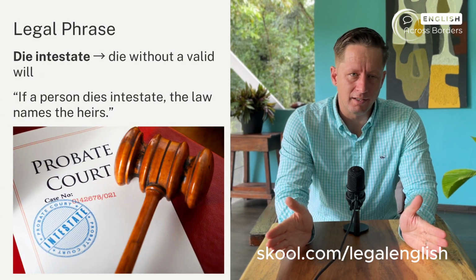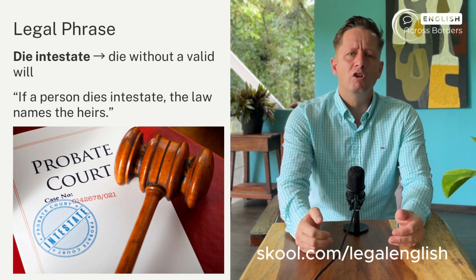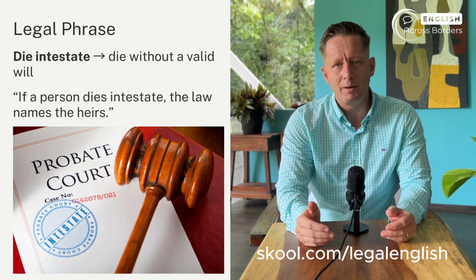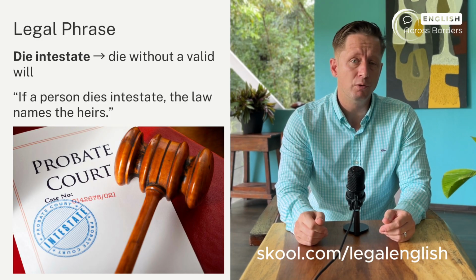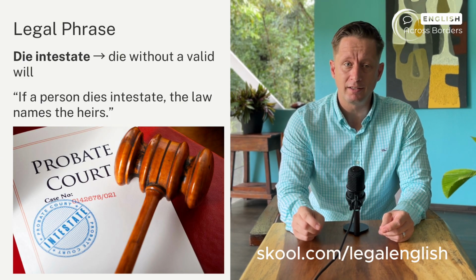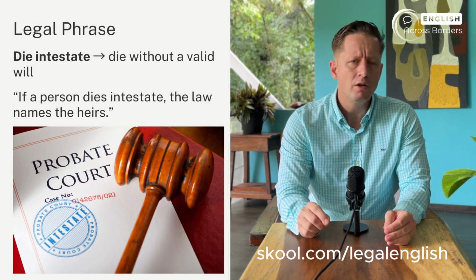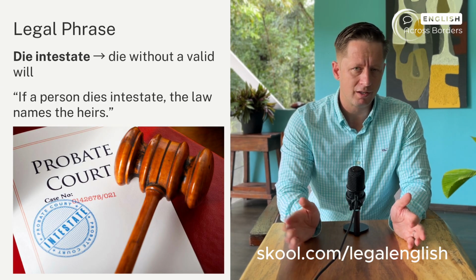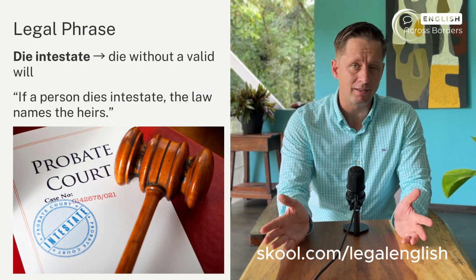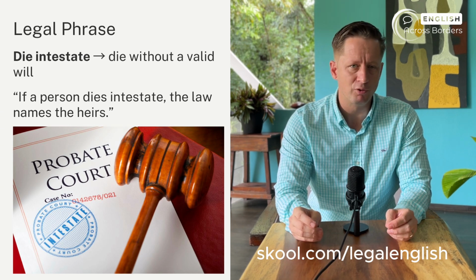To die intestate means to die without a valid will. In that situation, the law decides who inherits, not the deceased. For example, imagine a client says, "My father never wrote a will. What happens now?" You can explain, "Your father died intestate." This means the law decides who the heirs are. Usually the spouse and children come first, then parents or other relatives. By using this phrase, die intestate, you explain clearly that inheritance follows the law, not the personal wishes of the deceased.